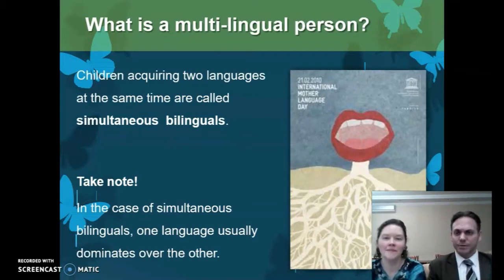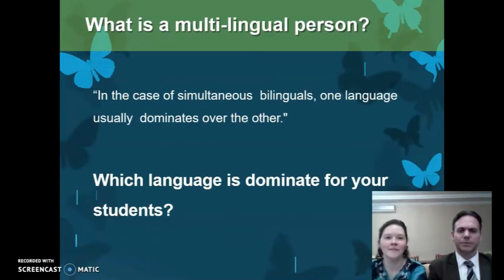A multilingual person. For example, there are children who learn two languages at the same time. It's called simultaneous bilinguals. In most cases of simultaneous bilinguals, there's usually one language that is dominant over the other. Which language is dominant for you or for your students?